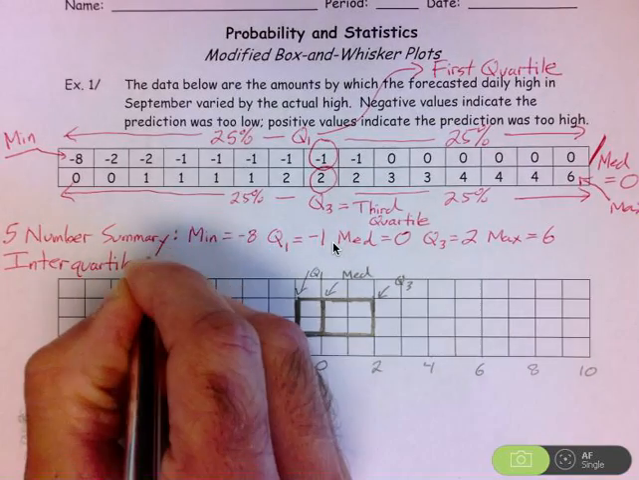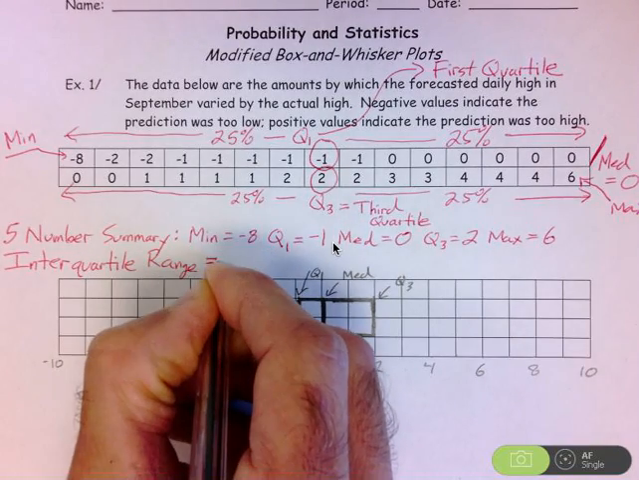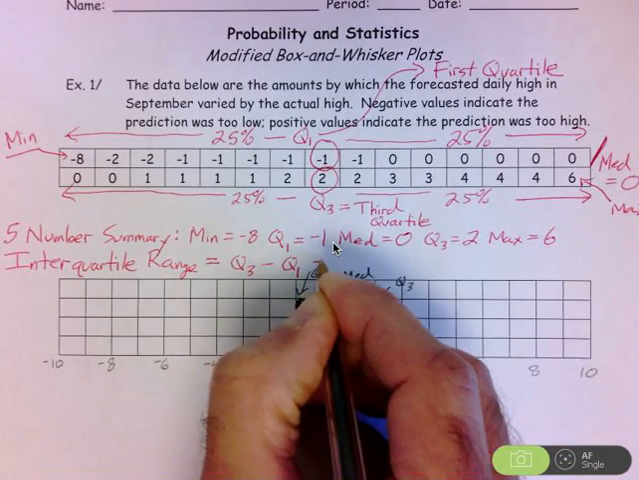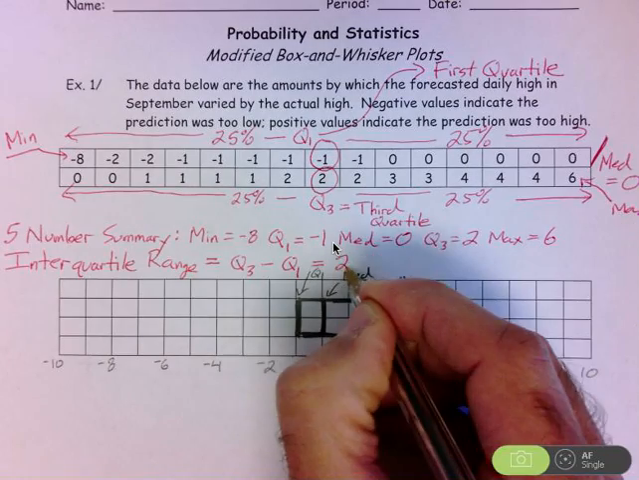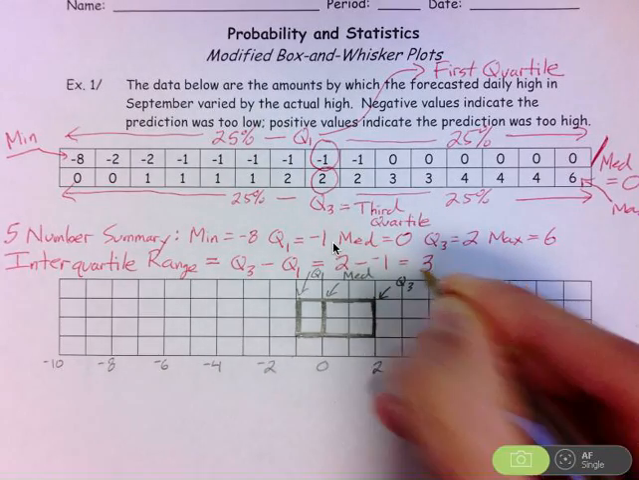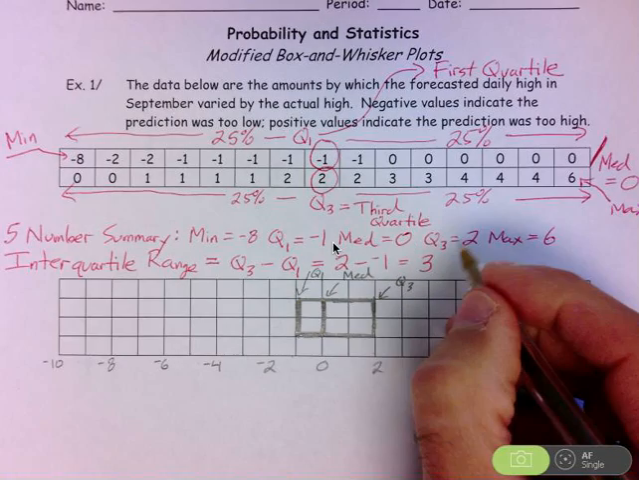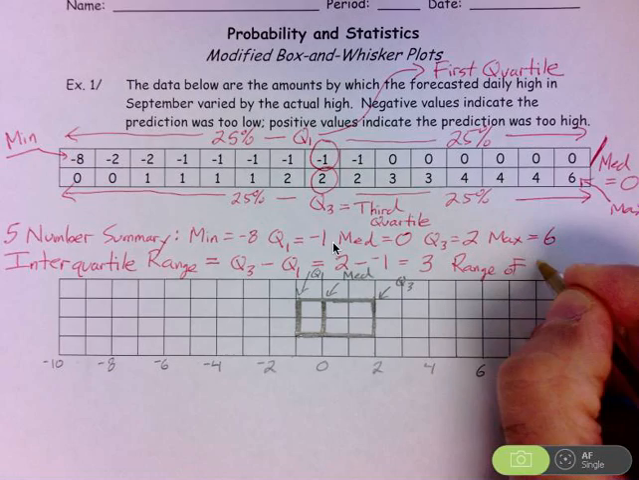Interquartile range. So literally what that is, it is the difference between Q3 and Q1. So literally if you subtract them, so Q3 is at 2, Q1 is at -1, so 2 minus -1 is 3. So literally what that does is it gives me the range of the middle 50% of the data, the range, if you will, of what I call the meat of the data. So this is the range of the middle 50%.